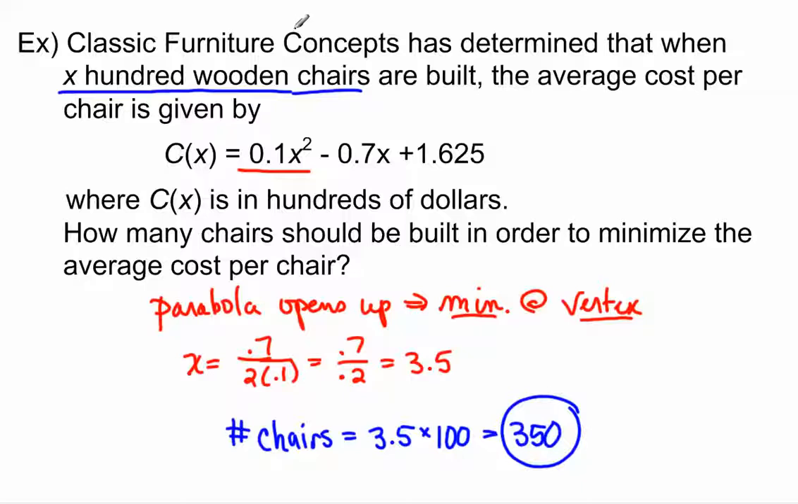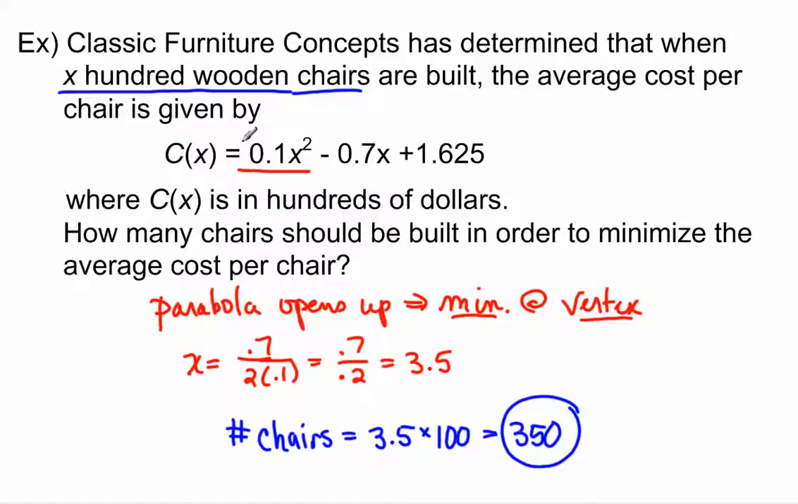In this case, a furniture company has determined that x hundred wooden chairs are built. The average cost of each chair is given by this function here. And C of x, the answer that we would get out of that, is in hundreds of dollars. So in other words, 1 for my x would represent 100 chairs, and when I plug that in, the answer would be in hundreds of dollars as the average cost per chair. We want to know how many chairs should be built in order to minimize that average cost.